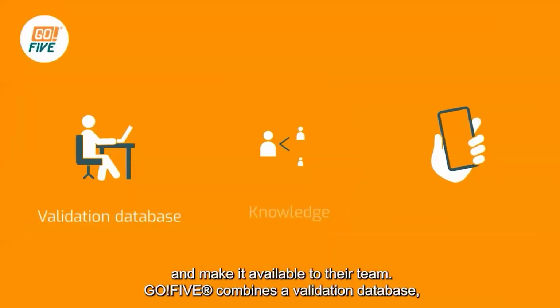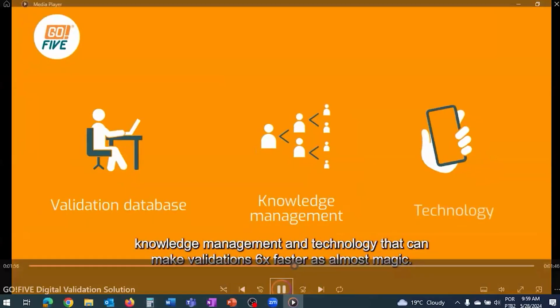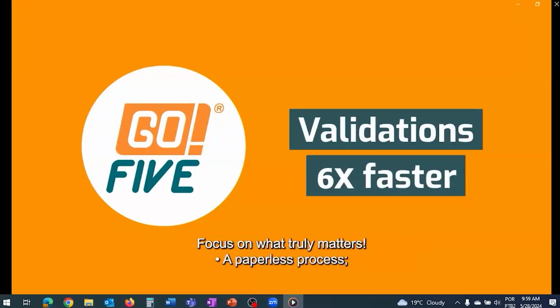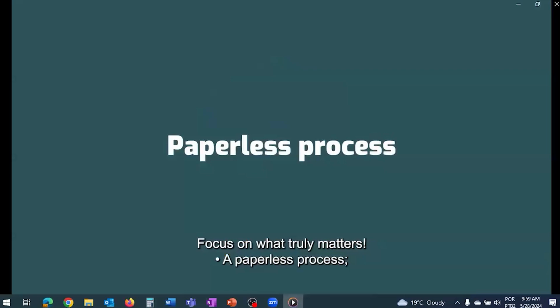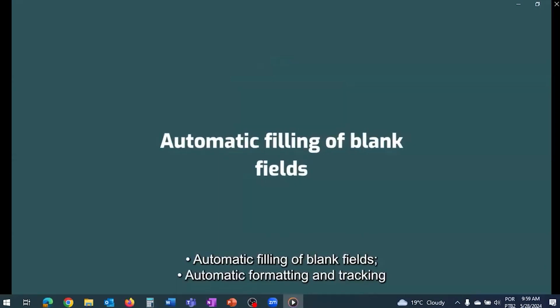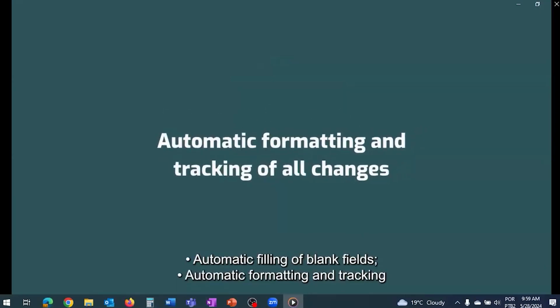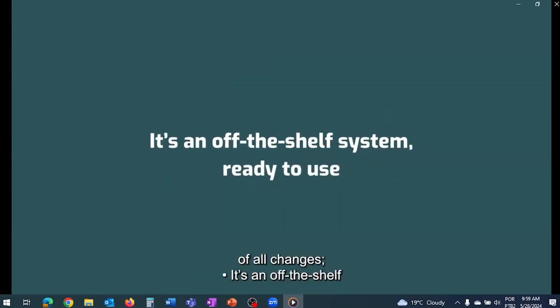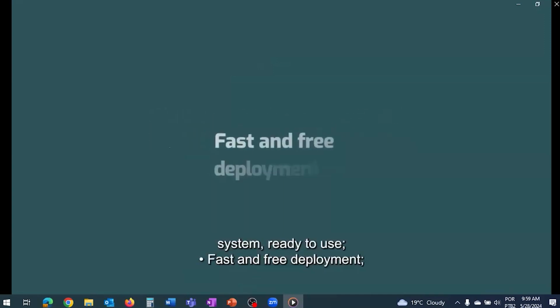Go5 combines a validation database, knowledge management, and technology that can make validations 6 times faster. It's almost magic. Focus on what truly matters. A paperless process. Automatic filling of blank fields. Automatic formatting and tracking of all changes. It's an off-the-shelf system, ready to use.